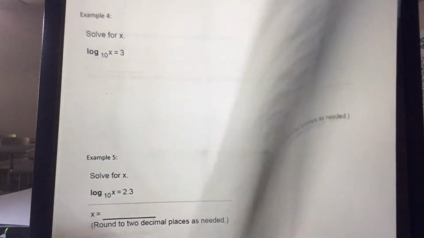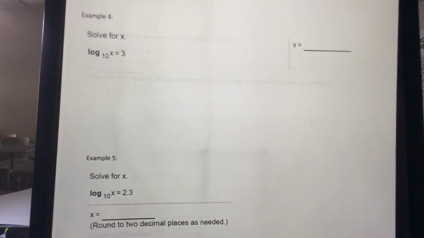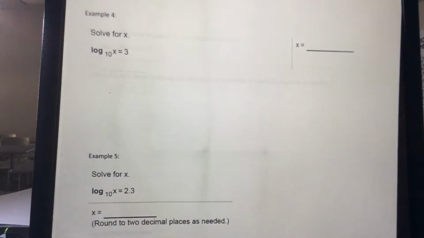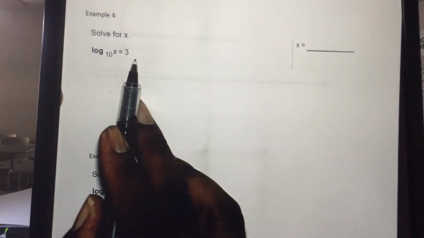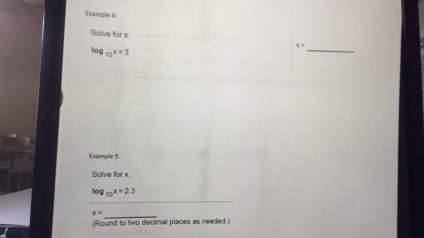All right, let's say we have this example here. Log to the base 10 of x equals 3. Now this is where that second case is, where you're going to have to write this as powers of 10. That means we're going to have the base of 10 on the left side and the base of 10 on the right side of this equation. So we're going to write this with powers of 10.